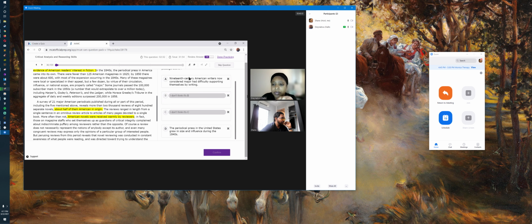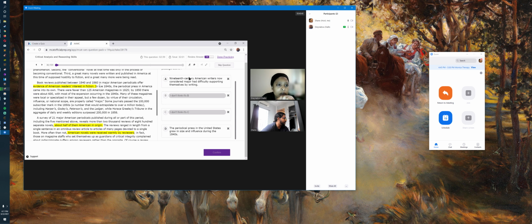Now, the periodical press in the United States grew in size and influence during the 1840s. So let's see, 1840s periodical press. Good. You know exactly where to look. You're doing very good. So it came into its own, right? And then let's see. Then it grew to 100,000, and then this other one grew to 200,000, in exact years. So that's exact historical evidence, right? Good. So it's going to be A.